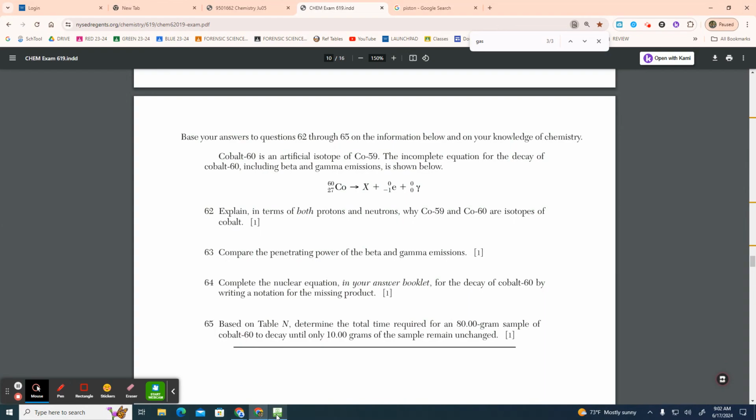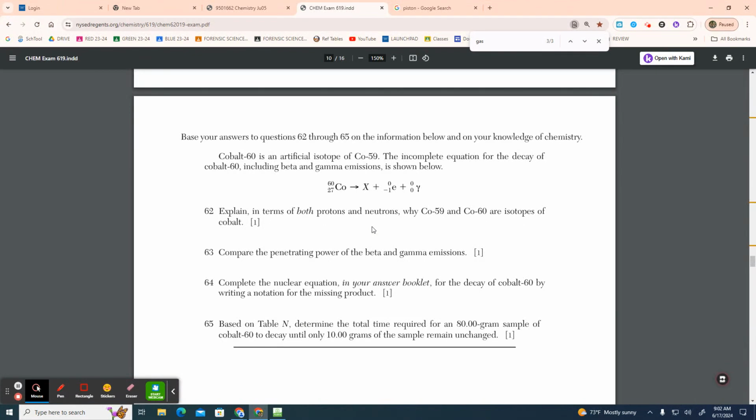We did that in the beginning of today's review. I'm sure that question's going to come up. Explain in terms of both protons and neutrons why cobalt 59 and cobalt 60 are isotopes. The definition of an isotope is the same number of protons, different numbers of neutrons. In terms of both protons and neutrons, make sure that you say protons stay the same, neutrons change.